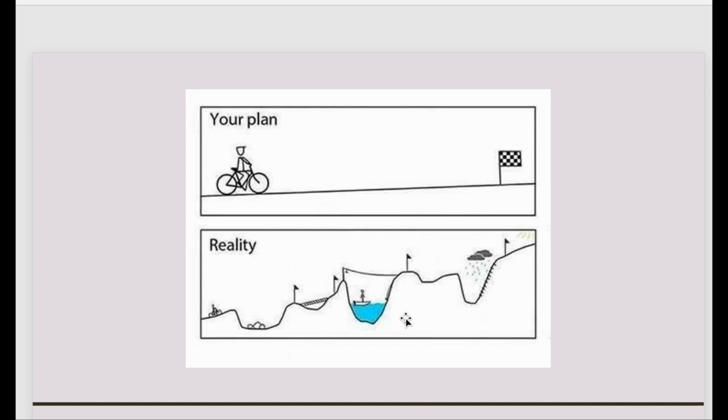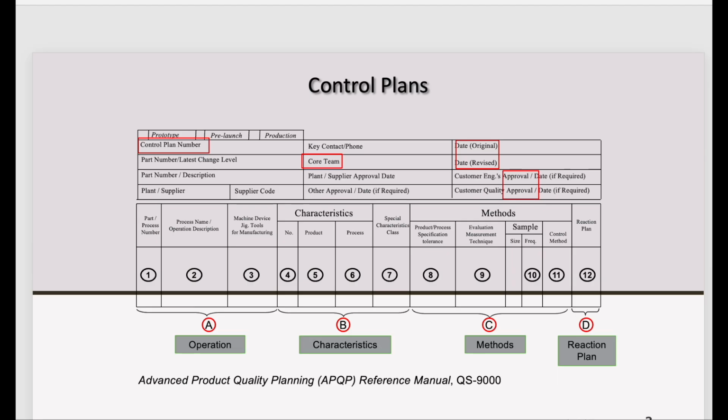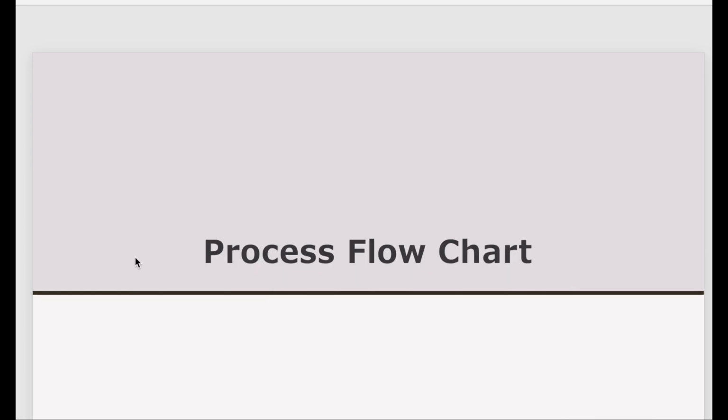Same thing with software deployments. What you thought was going to be a smooth experience in which the user logs in and is able to do what he has to do suddenly becomes a disaster. So you have a control plan to help account for all possible things. It involves mapping out your process flow chart.